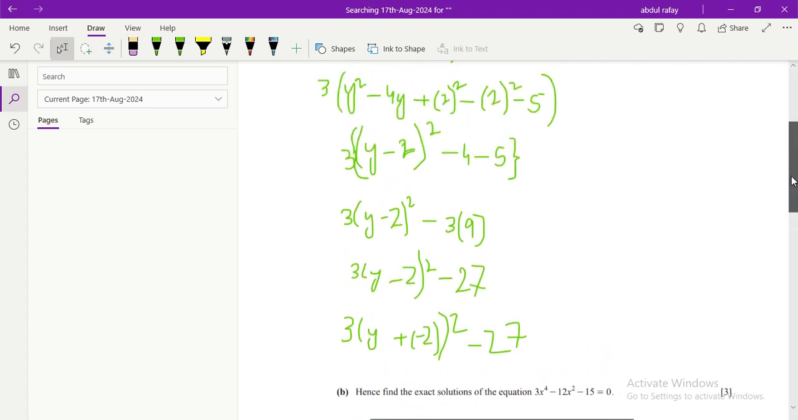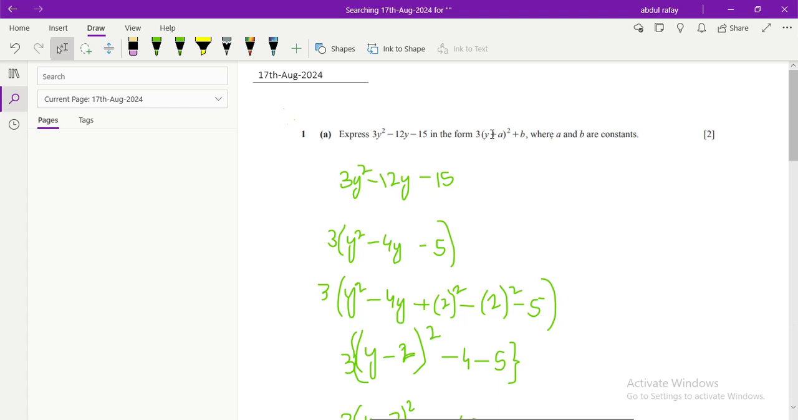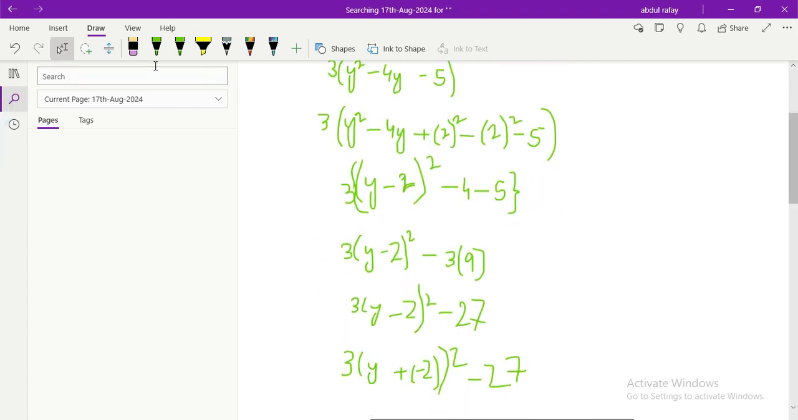Here you can see our value of a is minus 2, and our b value is minus 27. Let me just write it down. The value of a is minus 2, and the value of b is minus 27. So this is our first part.